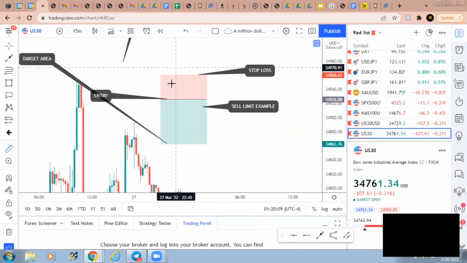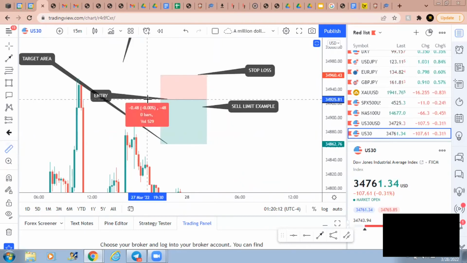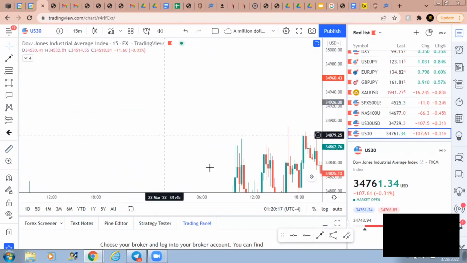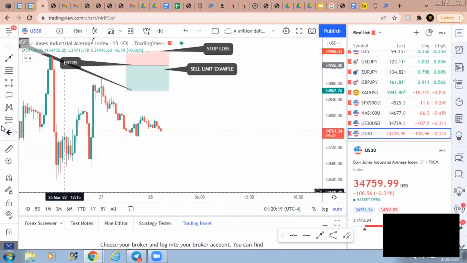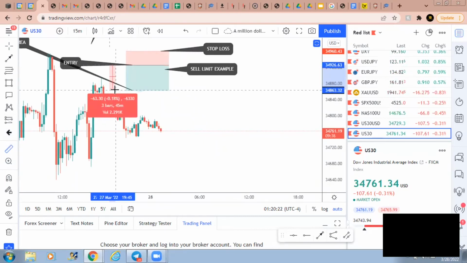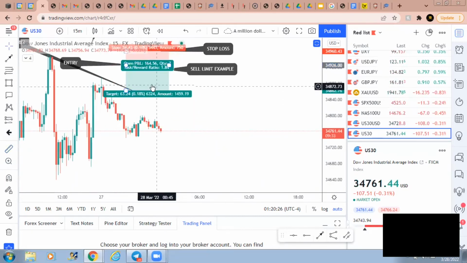Same thing here, right? We got this nice sell limit example. You can literally take the measuring tool and go all the way down to see. Let's do that again. That is about 600 pips. Let's take a look at it. It's about 632 pips.